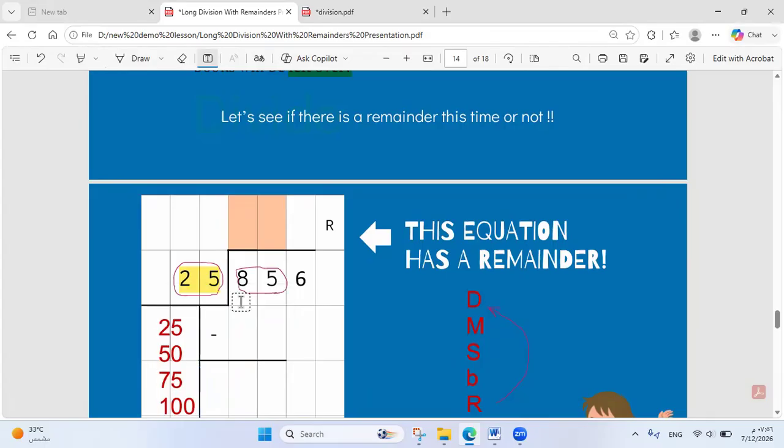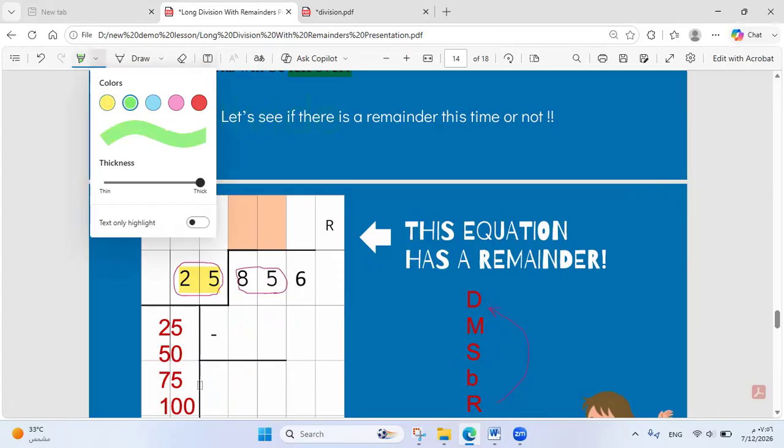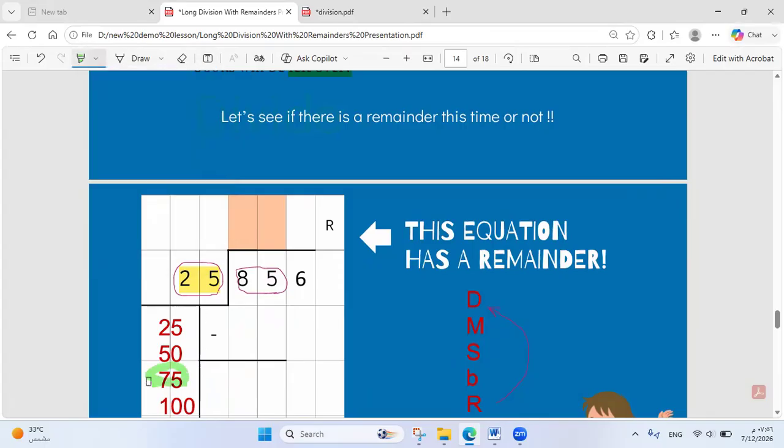So what shall we do? We take the 75, which fits here. Now 75 is how many 25s? Yes, very good, it's 3. So we put in the quotient here 3. And then now we divide. 85 divided by 25 equals 3, because there are 3 25s in 85.